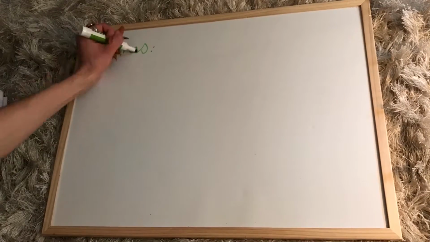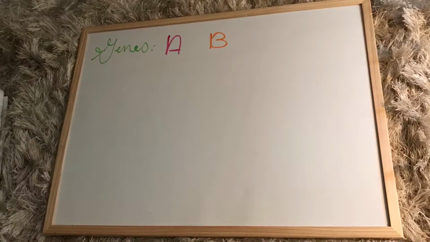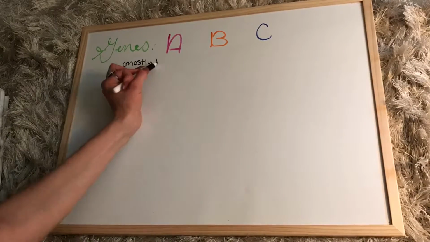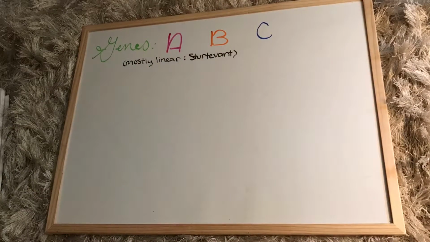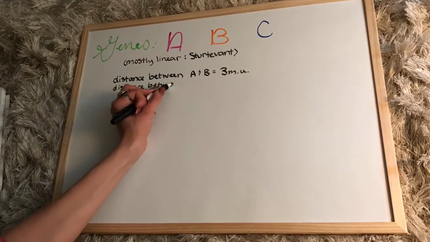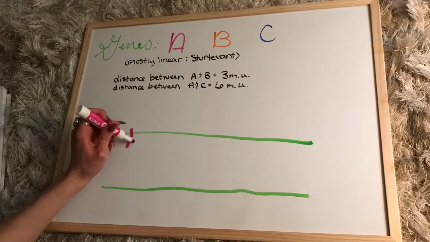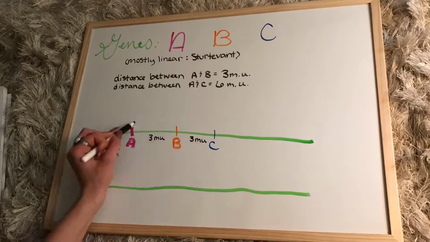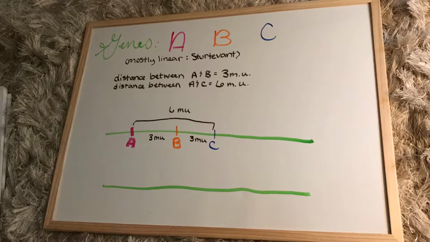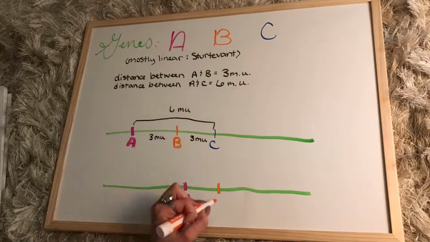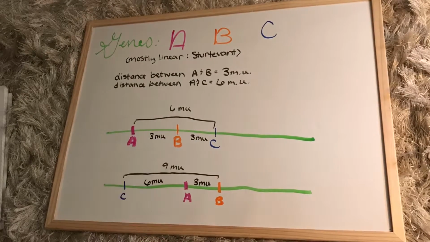Well, let's go over another example. Let's say that we are given genes A, B, and C that are arranged in a linear fashion as noted by scientist Sturtevant. Now, let's say we are given that the distance between A and B is 3 mapping units, and the distance between A and C is 6 mapping units. Well, there are 2 different ways we can map this. So we could either map it A, B, and C with 3 mapping units between B and C, or C, A, B with 9 mapping units between C and B.